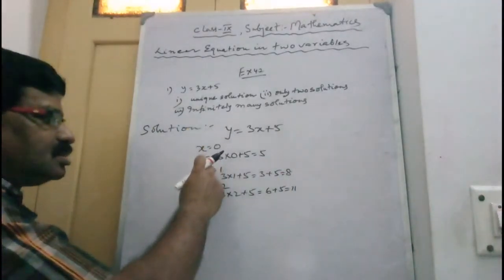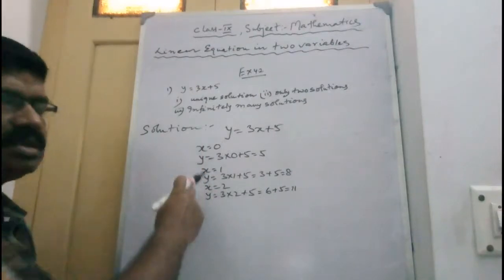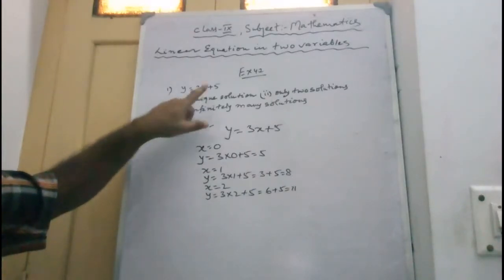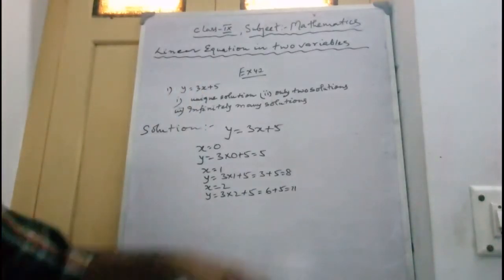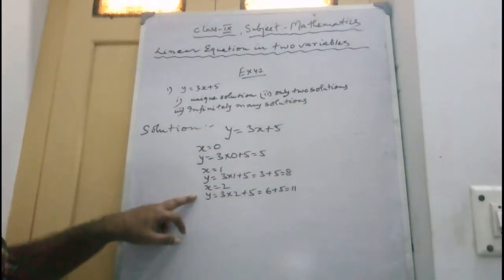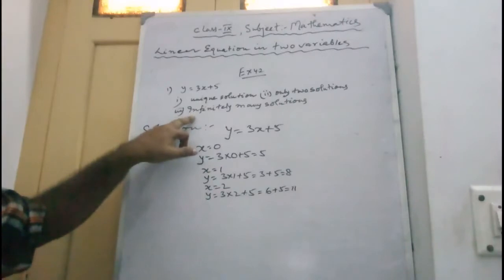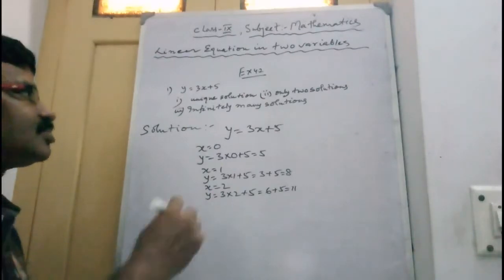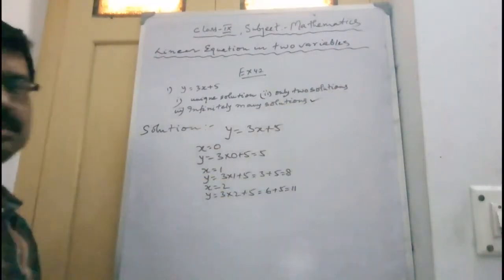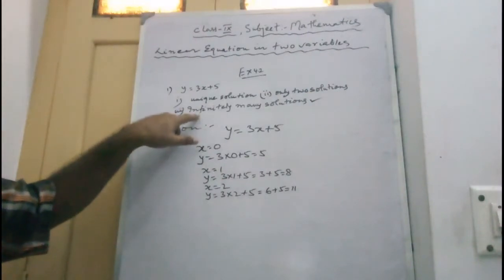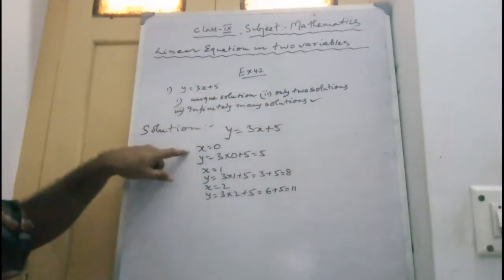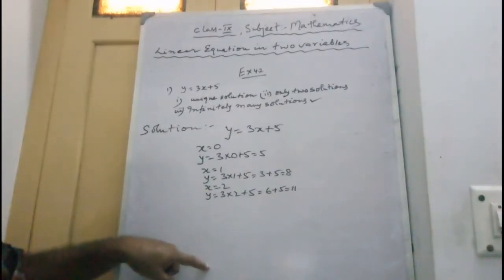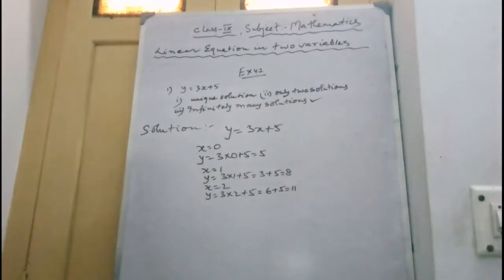So whenever you take more values of x, you get more values of y. So unique solution means only one solution. Only two solutions if there are exactly two solutions. Third one is infinitely many solutions. So in this question, this one is correct. So the option is infinitely many solutions. That means when you take a value of x, you get the value of y, and this will go on.